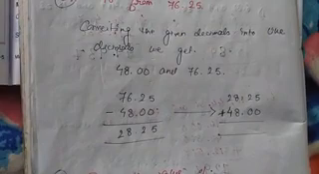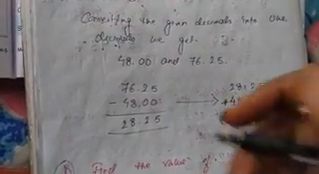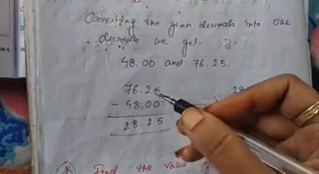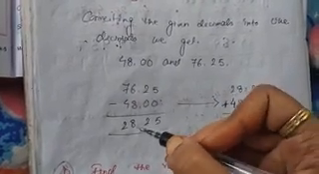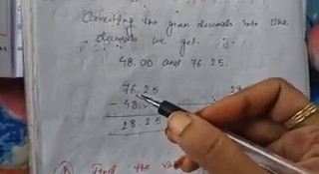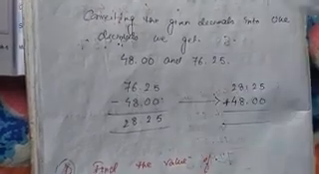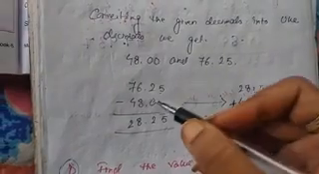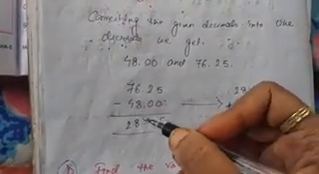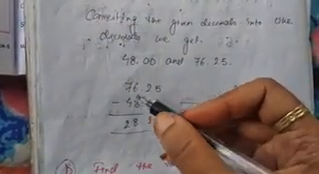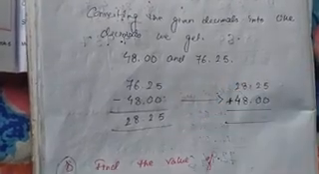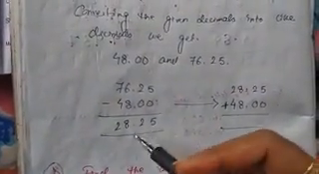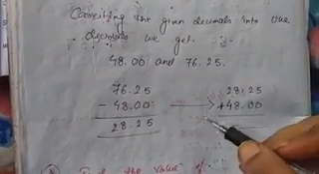Subtract 48 from 76.25. So 5 minus 0, 5. 2 minus 0, 2. Then put the decimal, then 6. 8 can't be subtracted from 6. So carry 1. 16 minus 8, 8. And then 6 minus 4 is 2. Now 28.25 is the answer, but we have to check.